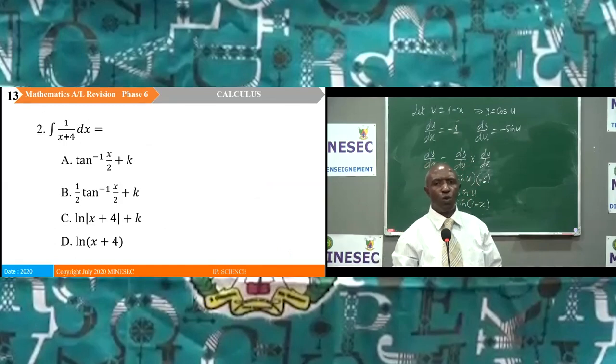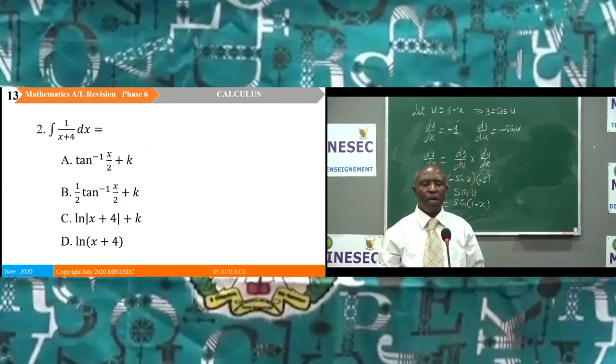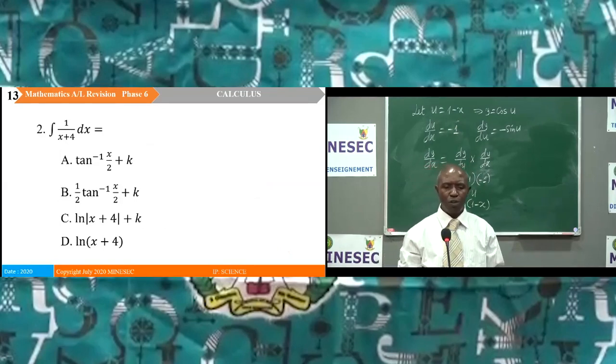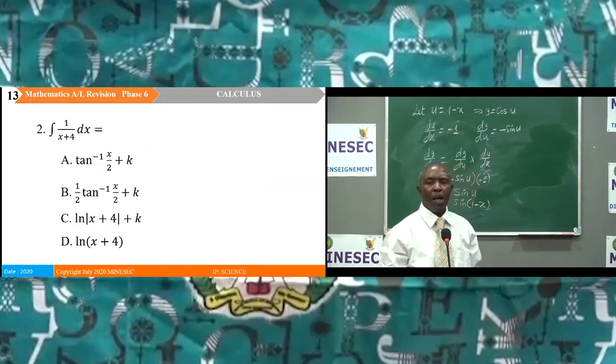Question 2. The integral of 1 over x plus 4 dx is, we have all those options there. How can we arrive at a solution? We can use substitution there to come up with our result.